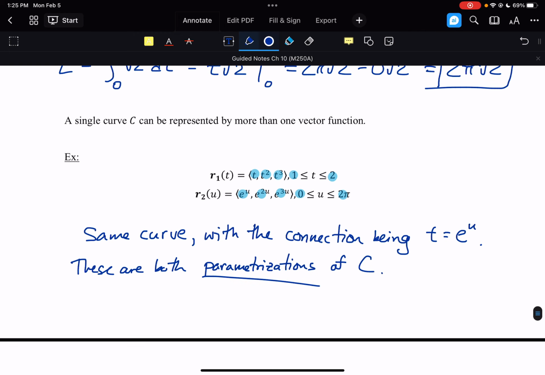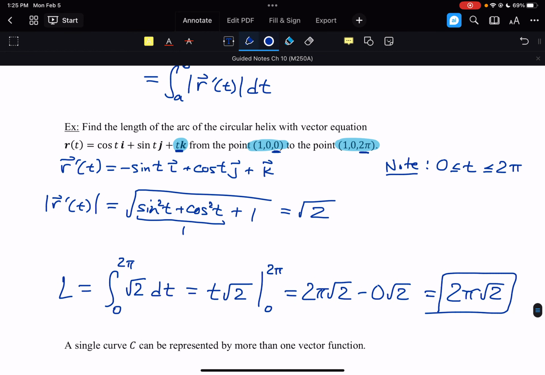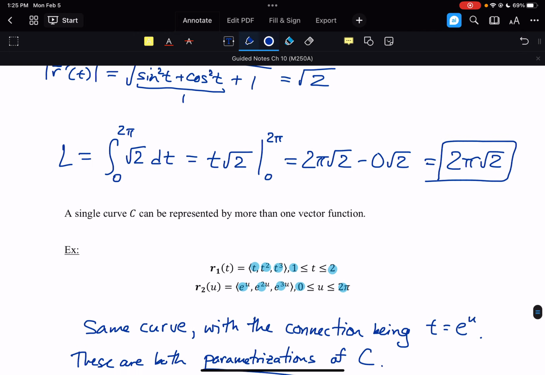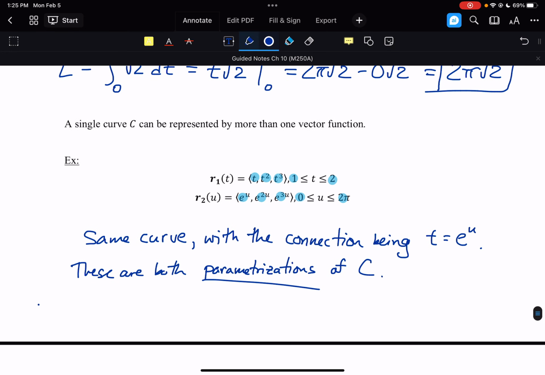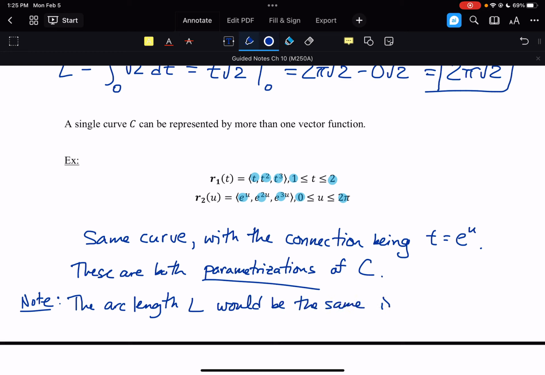So the point here is that there is not one specific parameterization you can use for a curve. Like back in this example, this is not the only way to parameterize that circular helix. There is more than one way to do that. But there is one thing that is consistent. This is an important note here: the arc length L would be the same in both cases.